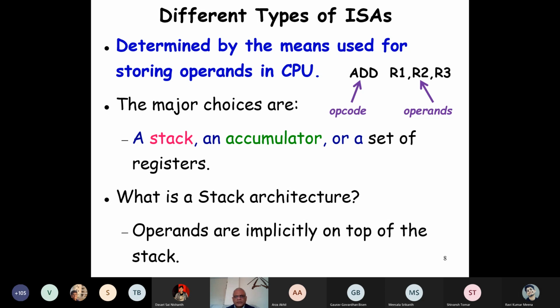The different types of instruction sets are, we will see that there are about 3 or 4. We have already seen that there are 3-4 different types of instruction set architectures. And the main difference is how they store the operands before they can be processed. If you look at an instruction, an assembly instruction, there will be an opcode.